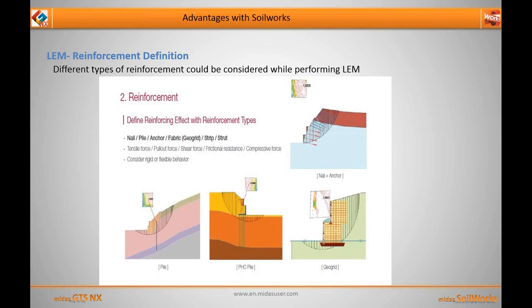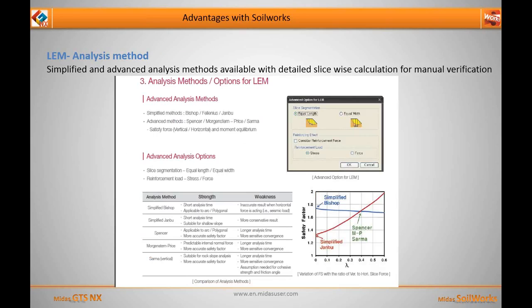In the LEM method for reinforcement definition, you can consider various options which I have already shown you, like nail, pile, anchor, fabric, that is geogrid, strip and strut. In the analysis methods for LEM, we have both the simplified and advanced analysis methods with detailed slice-wise calculation for manual verification too. So you can see we have the simplified methods like Bishop, Janbu, and also the advanced analysis methods like Spencer, Morgenstern-Price, and Sharma vertical.